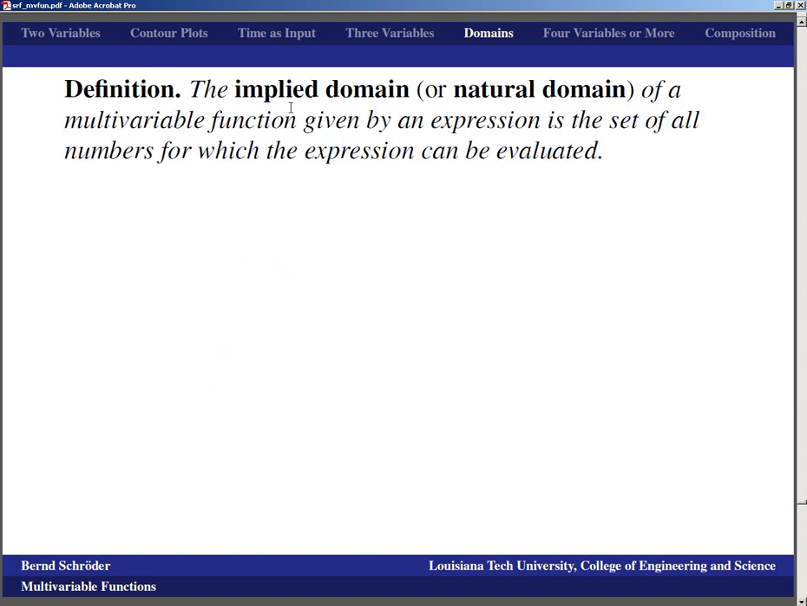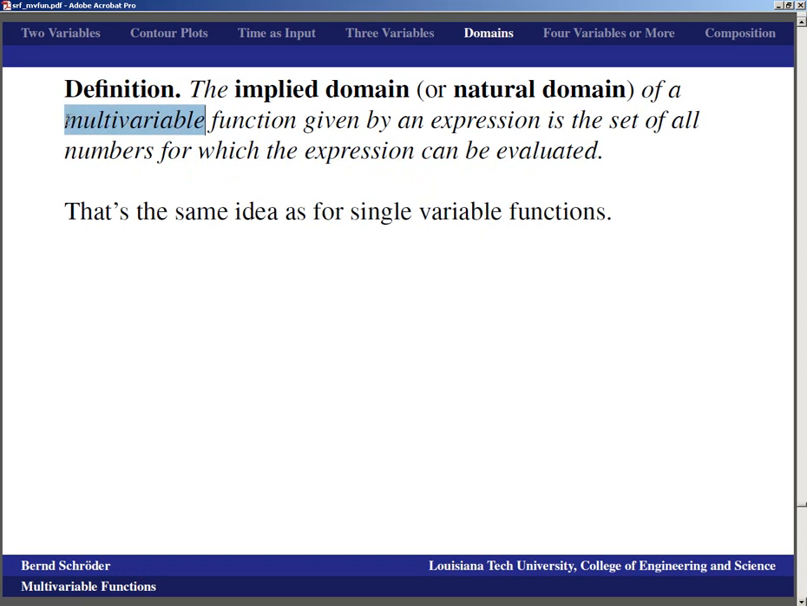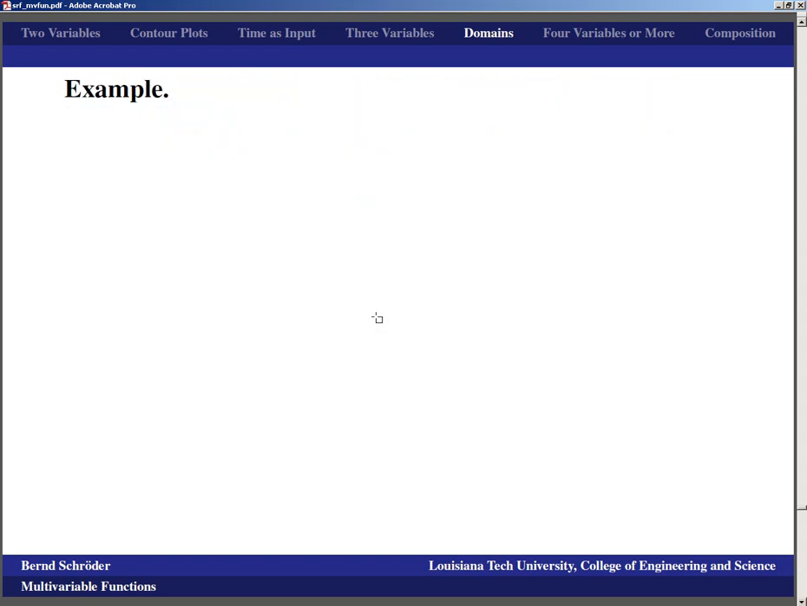If we're looking at the domain, for example, the implied domain or natural domain of a multivariable function that is given by an expression, it is the set of all numbers for which the expression can be evaluated, or the set of all tuples of numbers if we want to be completely careful. And that's the same idea as for single variable functions. If I just suppress all the references to the fact that we have multivariable functions here, this is exactly the definition of the implied domain for single variable functions, and that means it can't be that hard.